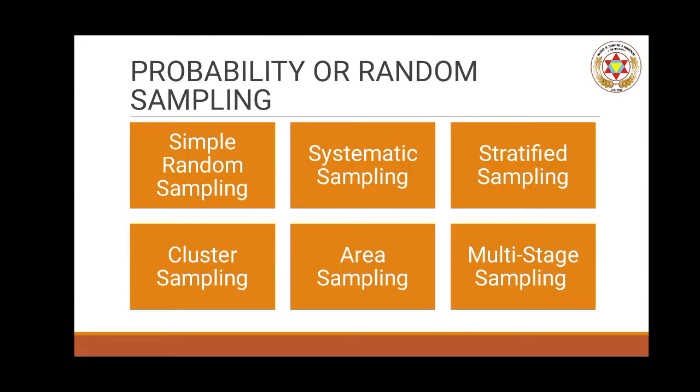So let's first try to understand the different probability or random sampling methods. The random sampling methods are simple random sampling, systematic sampling, stratified sampling, cluster sampling, area sampling, and multi-stage sampling. Let's start with the first one, that is simple random sampling.